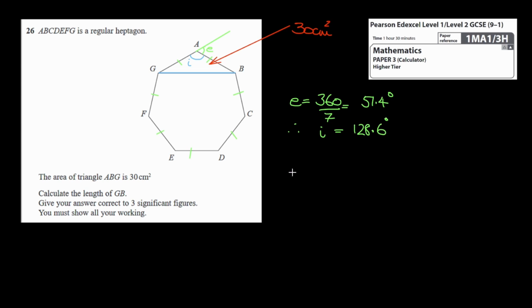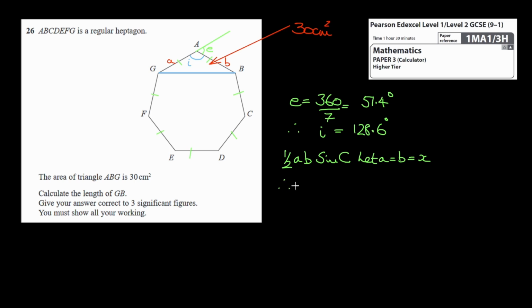128.6 degrees. So looking at this triangle, we know its area, and because it's not a right-angled triangle, we have to use the sine formula for the area of a triangle, which is a half AB sine C, where C is the angle between A and B. So this is effectively A, and this is effectively B, but they are one and the same. So let's call them X.